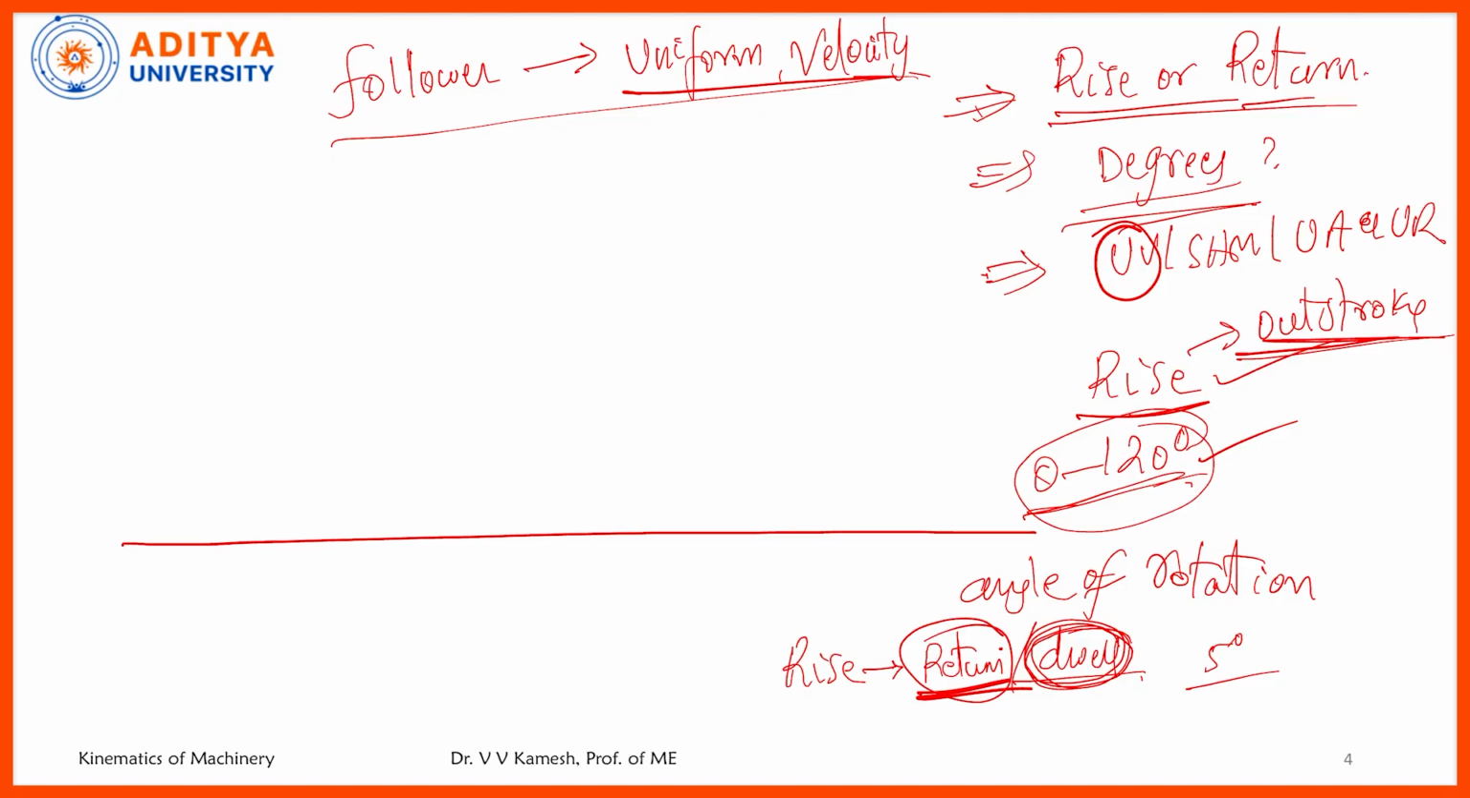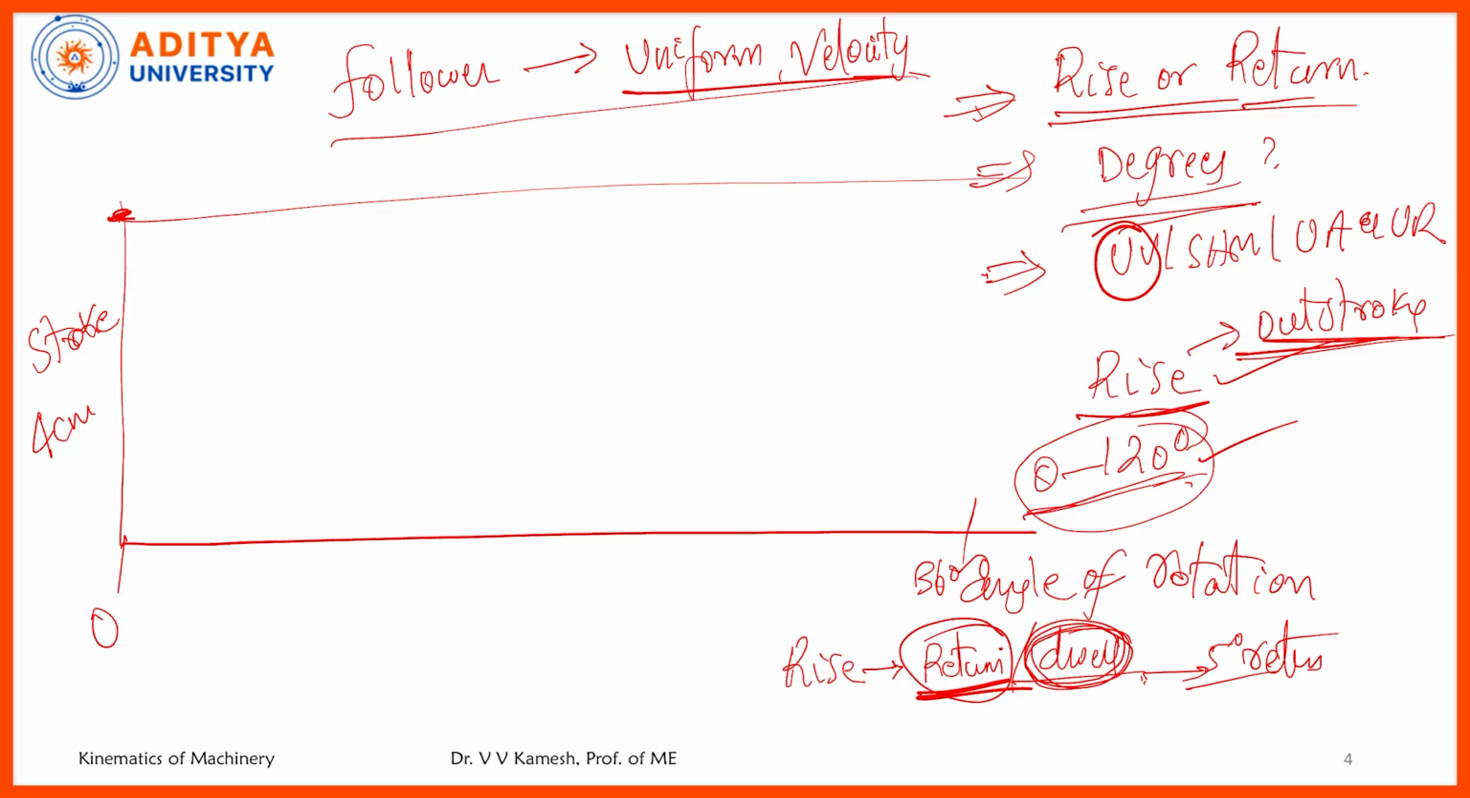Now, how many degrees of rise, next dwell, next return? Suppose I design 0 to 360 degrees. This will be the stroke of the follower, how many centimeters? Let us take 4 centimeters. So, 4 centimeter stroke is there. Immediately, what I need to do is construct a rectangle with 360 degrees as the x-axis or length, and whatever the stroke of the follower as the breadth.